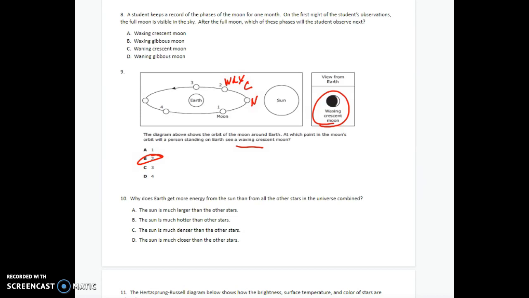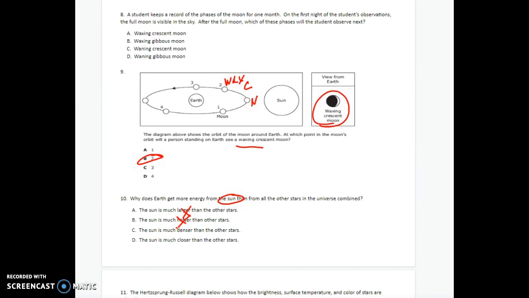The diagram above, number 10: why does Earth get more energy from the sun than from all other stars in the universe combined? Well, we made it very clear. The sun is much larger? We know it's a medium-sized star, so it's not much larger than other stars. It is also not much hotter than other stars. It's a yellow star, which makes it not one of the hottest.